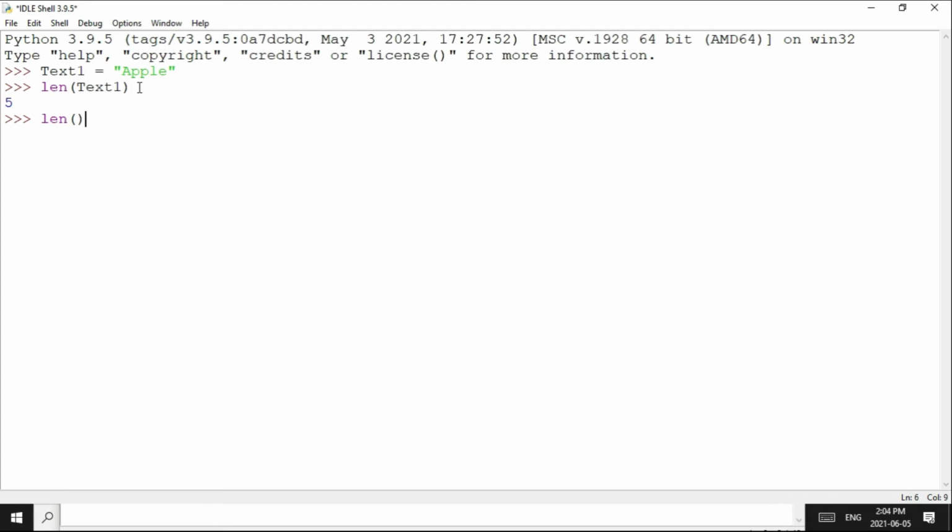Even you can just type the literal directly. So let's type the literal directly. Ball. Press enter and it has 4 characters.